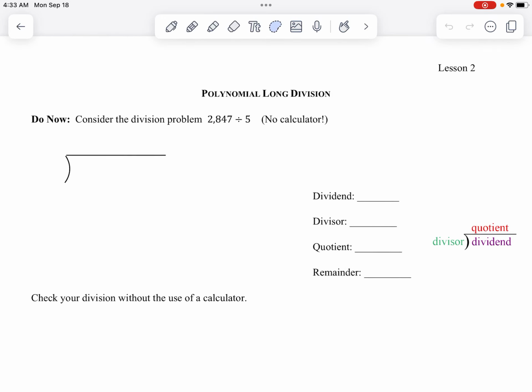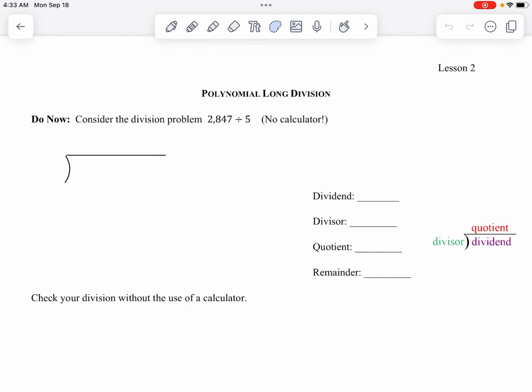Today's video is going to cover polynomial long division. In order to start today's lesson, I'd like you to take a look at the following do now, where I'm asking you to consider this division problem entirely in numbers and try to recall the process you would have gone through when attempting long division. I'd like you to pause the video, try the problem, and then press play and we'll go over it together.